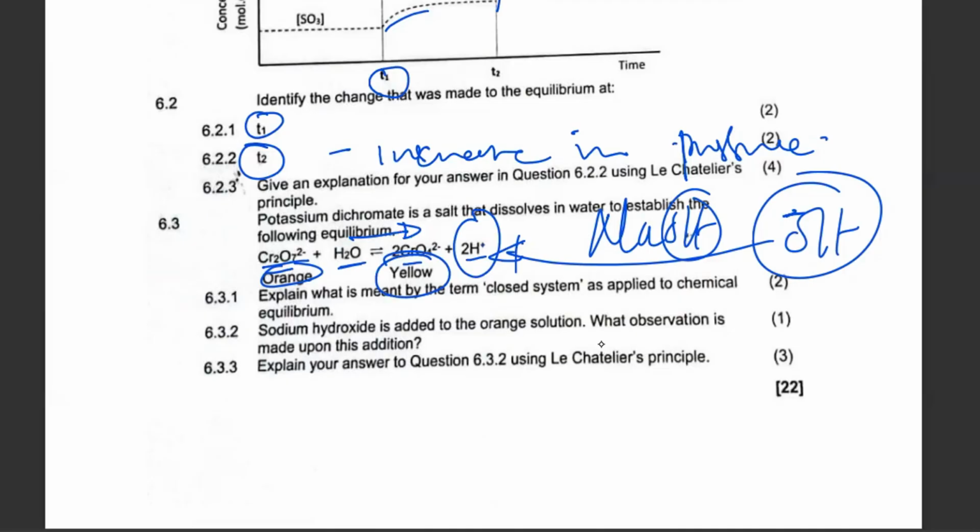So explain your answer. The sodium hydroxide reacts with hydrochloric acid, or with the hydronium ions, the hydrogen ions, which reduces its concentration, and then this will favor the forward reaction. Then the concentration of dichromate decreases while the concentration of chromate increases, and then it turns from orange to yellow.